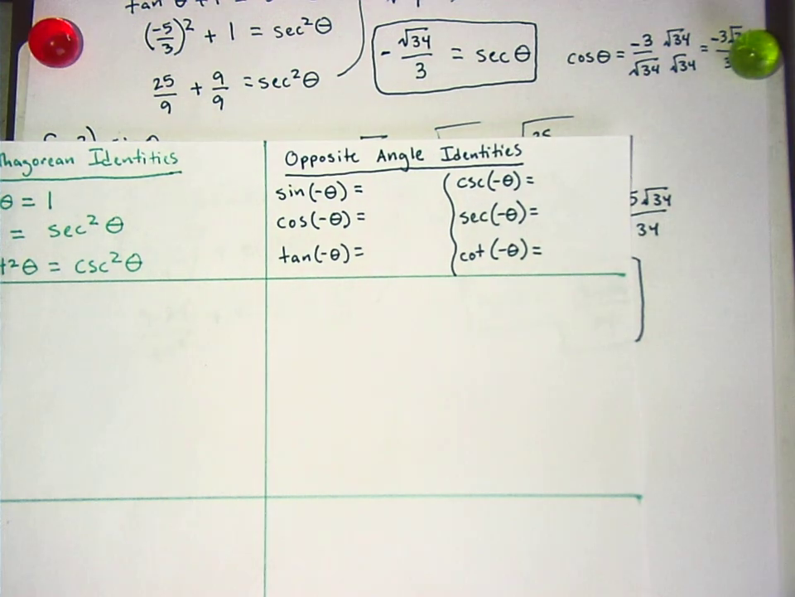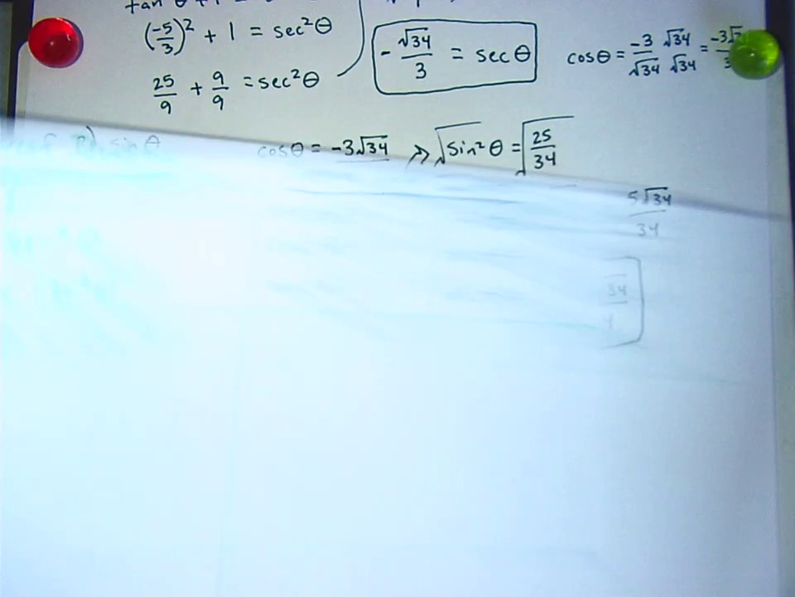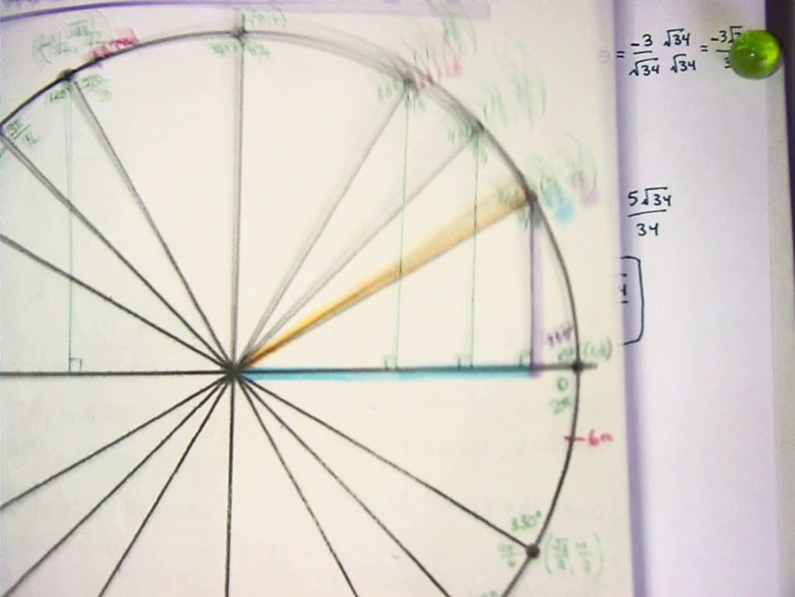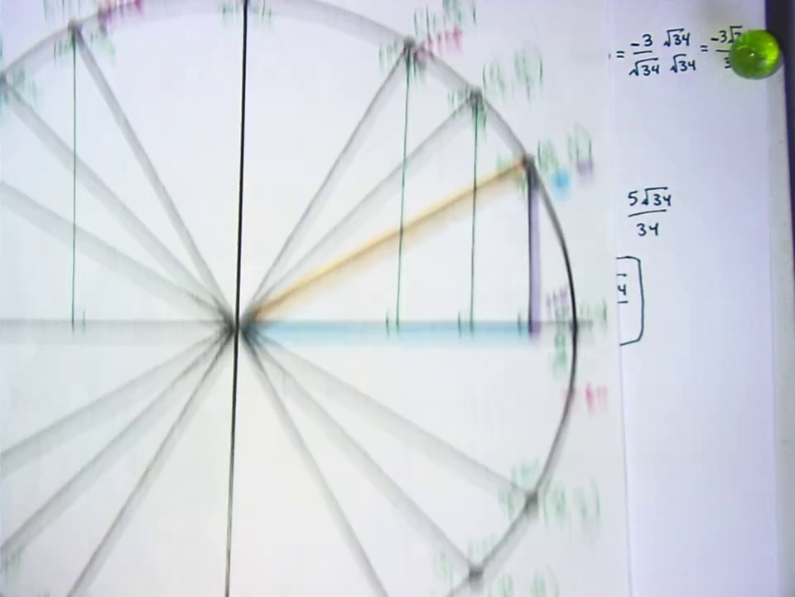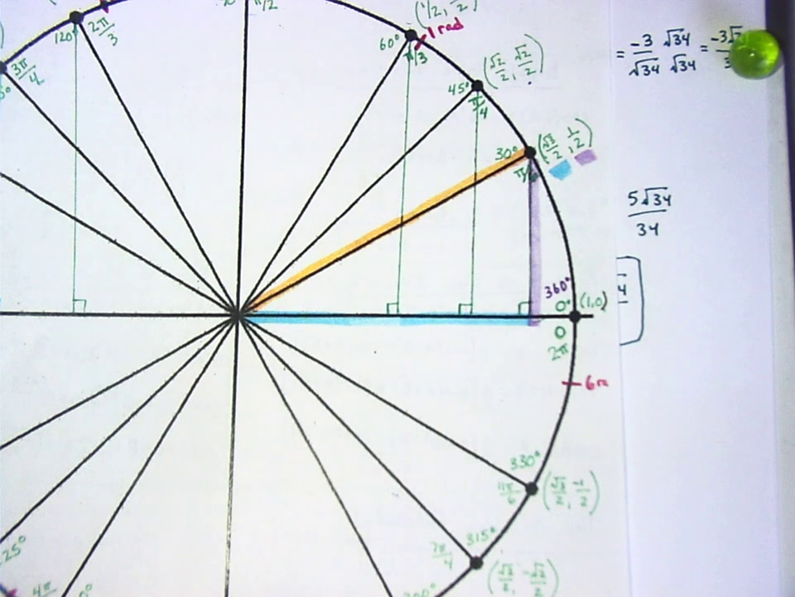So, tell me right now, just by looking at my unit circle, and you can look at yours too, what is the sine of 30 degrees? Everybody getting pretty comfortable with that at this point?